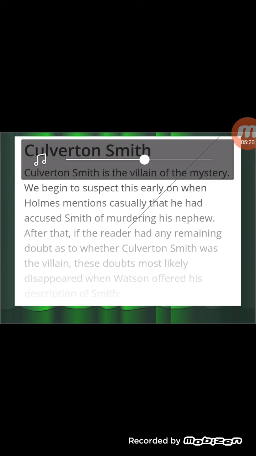Calverton Smith is the next major character in the story. Calverton Smith is the villain of the mystery. We begin to suspect this early on when Holmes mentions casually that he had accused Smith of murdering his nephew. After that, if the reader had any remaining doubt as to whether Calverton Smith was the villain, these doubts most likely disappeared when Watson offered his description of Smith.